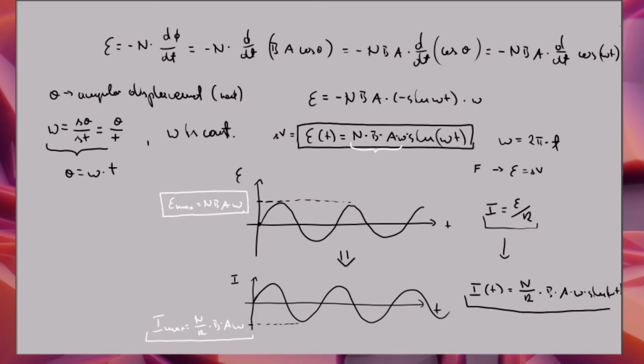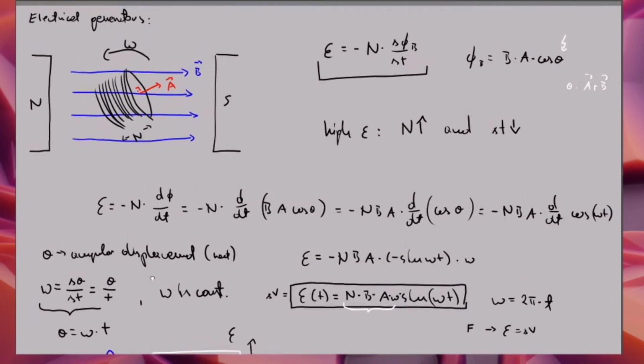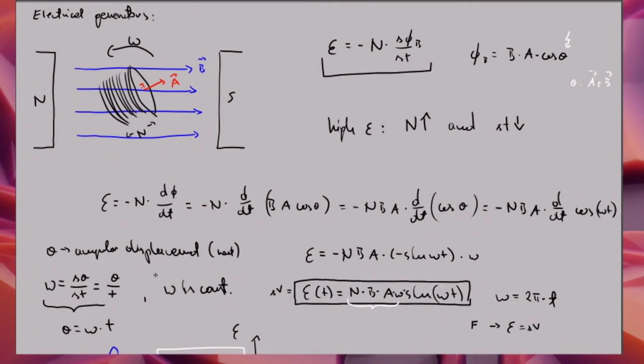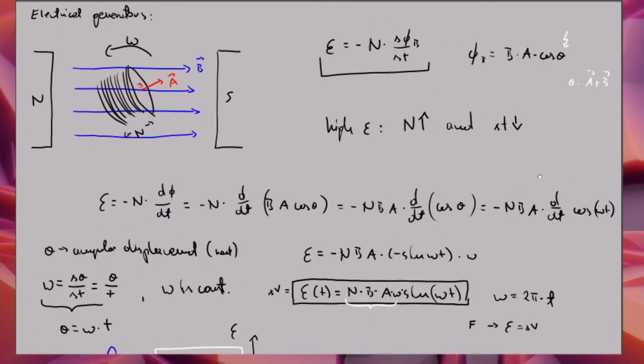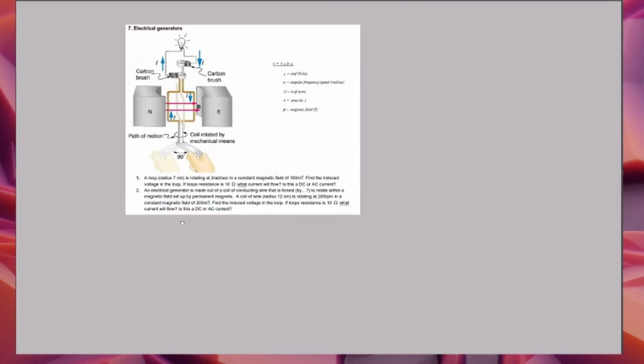And it's easy to see that all of this is an alternating current, or AC, meaning that the current goes back and forth, back and forth. All right, so these are the concepts behind the generator. And now I'm going to swing over to the right and we will solve a problem.